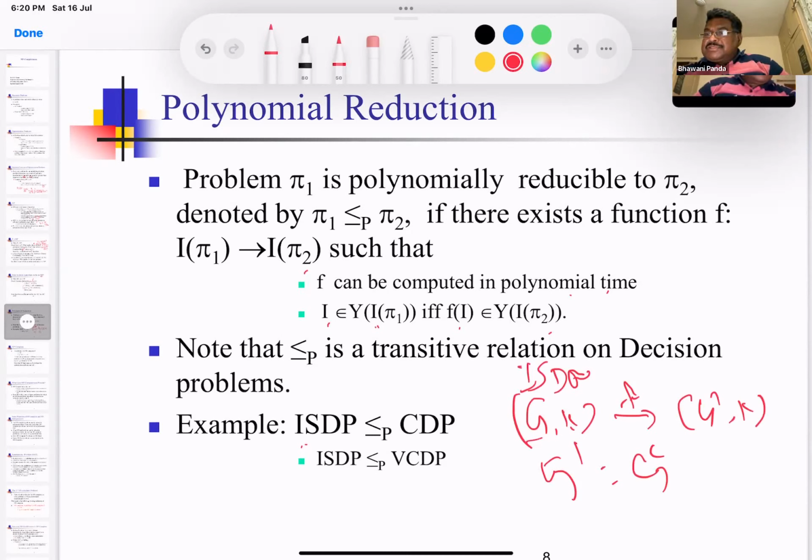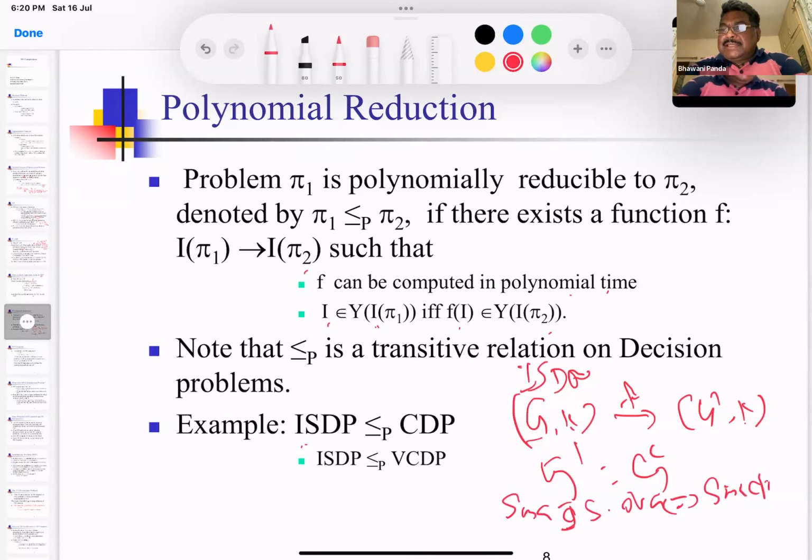And we know that S is an independent set of G if and only if S is a clique of G complement. So if this instance is a yes instance, that means it has an independent set of size greater than or equal to K, then the same set will form a clique of size greater than or equal to K in G complement. So the second property is now true.